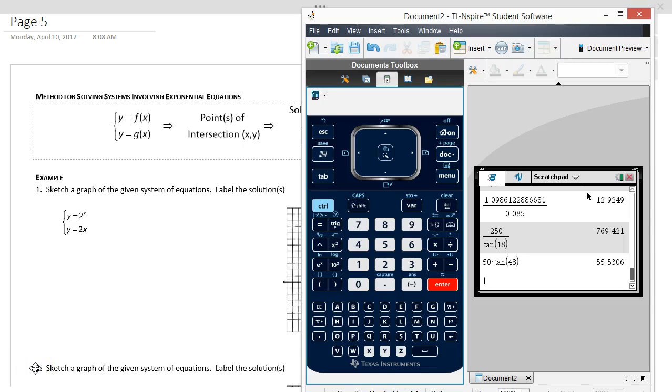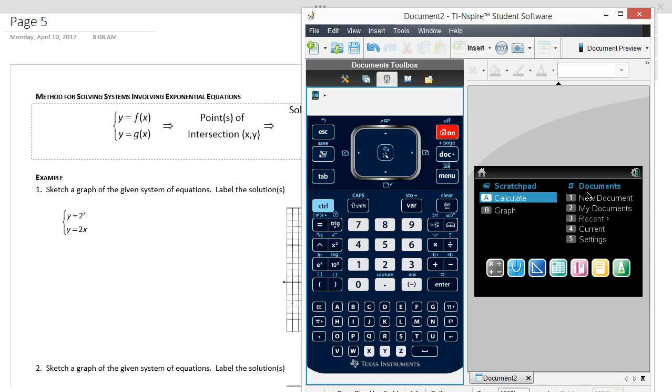So guys, we are now looking at 9B part 3, and 9B part 3 is graphing systems. Very simple. We've graphed systems before. We're just going to go over a few more things because we're going to sketch the graph, but we also want to label the solutions.